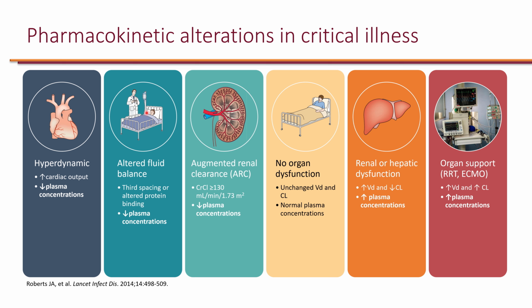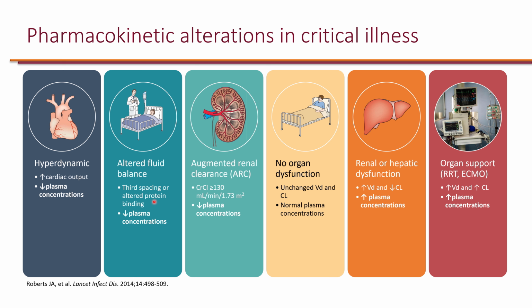Another thing is altered fluid balance. Again, if you're giving a lot of fluids to the patients, it keeps diluting the concentration of our antimicrobial agents, so we may need to increase the dose. Sometimes there is third spacing. If the fluids keep going into, let's say, the peritoneal space or other third spaces, the drugs can get diluted, and so plasma concentration will be lower. The same with protein binding. If you have drugs, for example, ceftriaxone is highly protein bound.